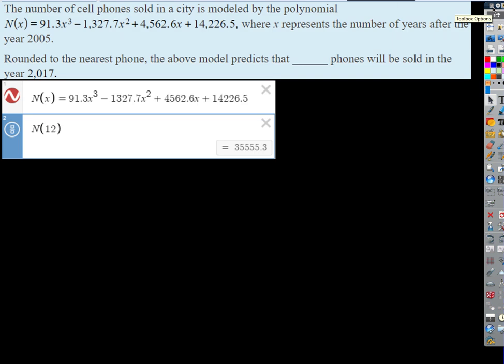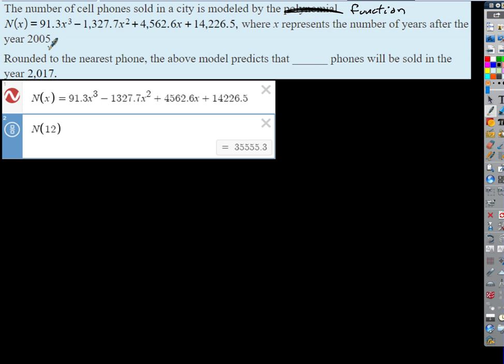Okay, so then here's another one we'll just quickly review. If we've got a function and we want to do something with it on the test, you'll see one like this. So in this case, the number of cell phones sold in a city is modeled by this function up here, right? We don't care that it's a polynomial, that's a fancy word that we'll talk about later, but for now, it's just some function. So N must stand for number probably, right? Number of cell phones, and what's X? Well, X represents the number of years after 2005.